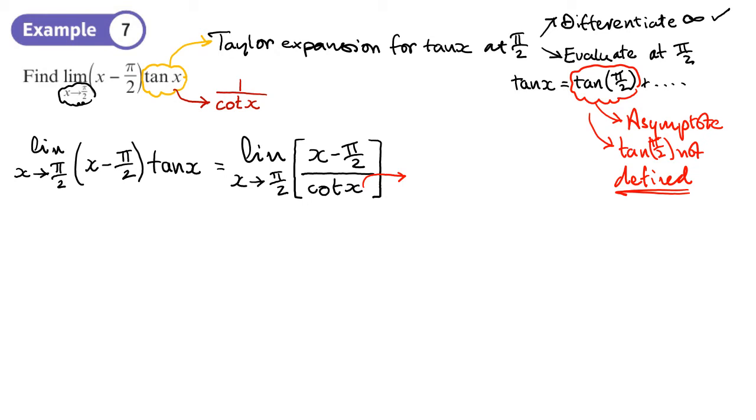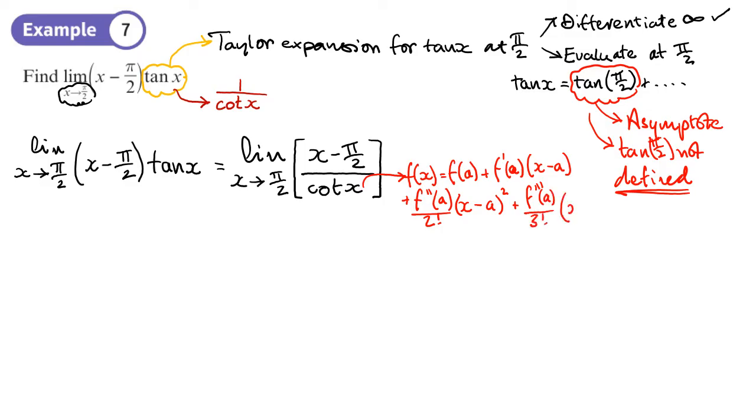Right, so let's start by reminding ourselves of what the Taylor expansion is of a function, and that is f of a plus f dash of a times x minus a plus f double dash of a over 2 factorial times x minus a all squared, plus, let's just do one more, f triple dash of a over 3 factorial x minus a cubed, and so on.